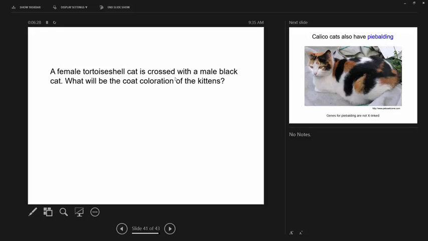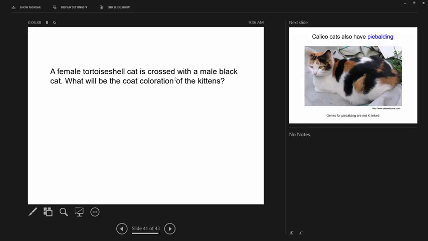Then for the females, one half of the female progeny are going to be solid color, matching the color of the male, and the other half of the female progeny are going to be the tortoiseshell. Make sense?